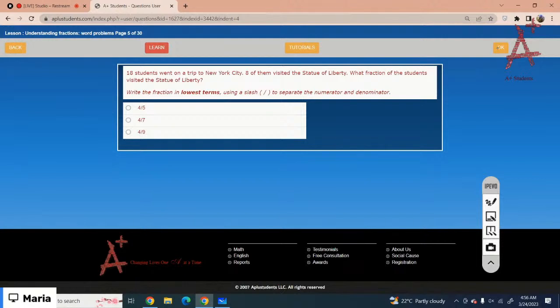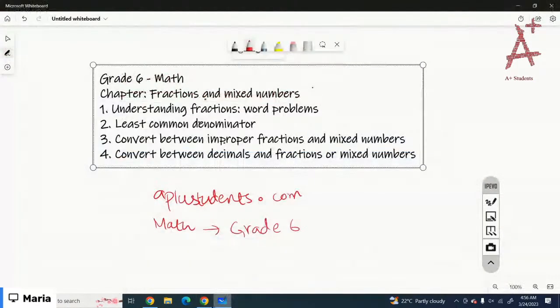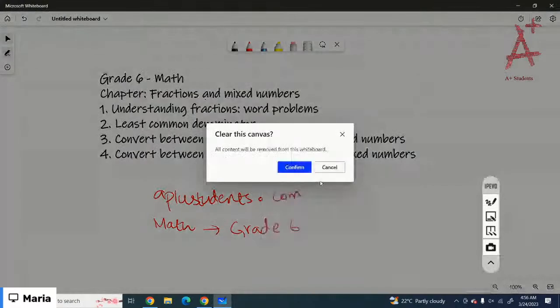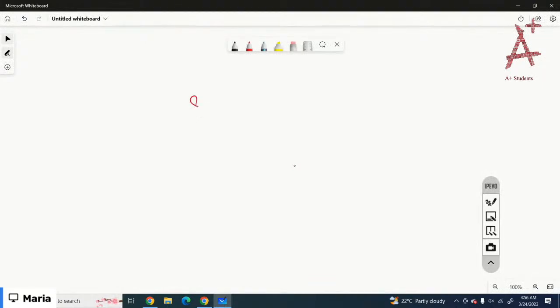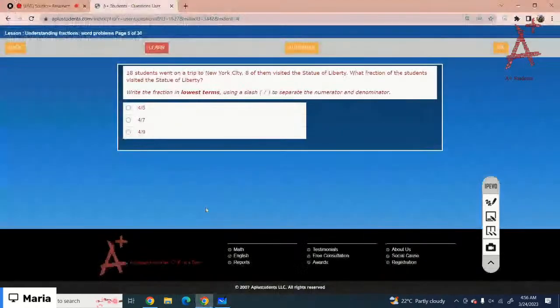Also, you have to write down the fraction in the lowest form. So 8 over 18, the lowest form means you have to divide the numerator and denominator by a common number. Got it? Common number means a number that can divide both numerator and denominator. The greatest number that can divide both is 2. So divide them by 2. 2 times 4 is 8 and 2 times 9 is 18. So the correct option is 4 over 9. Got it? That is in the lowest form.